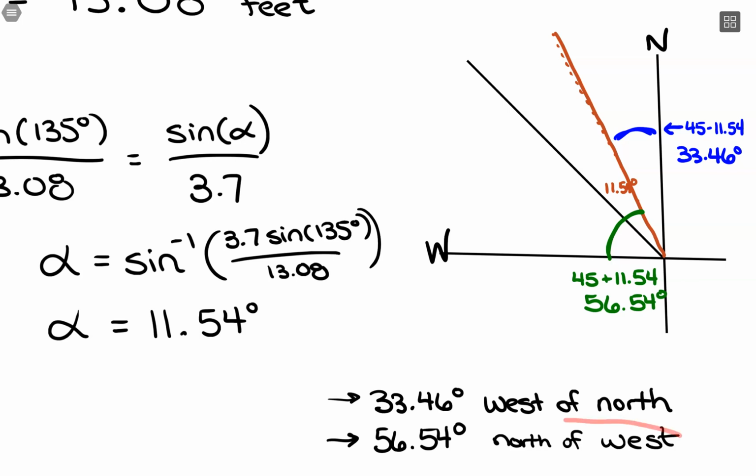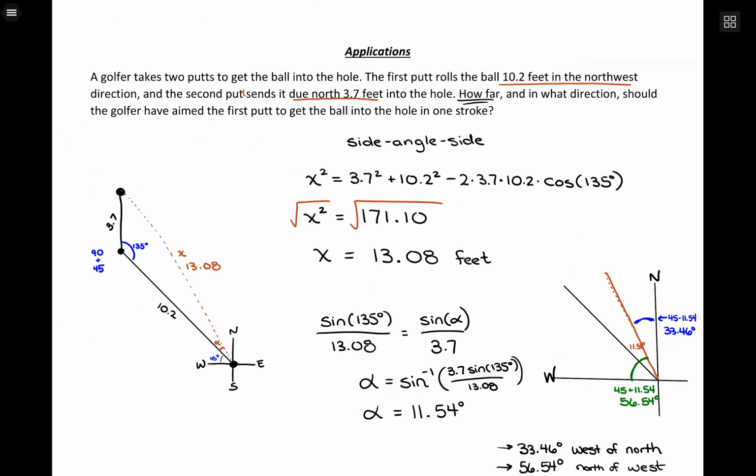I believe I see this kind of terminology like north of west, south of east, things like that more often, but either is good with me. So that's our application there. I kind of took a side route, but in terms of how far, using law of cosines to get that distance, and then to find the direction, using the angle measurements and then making a description.